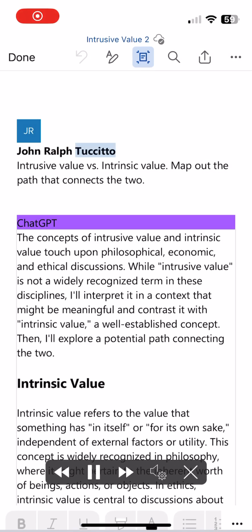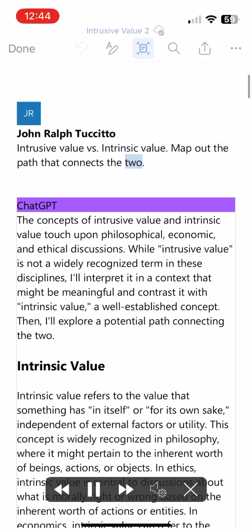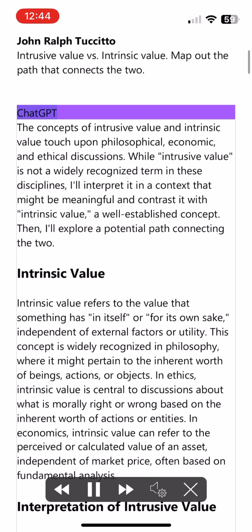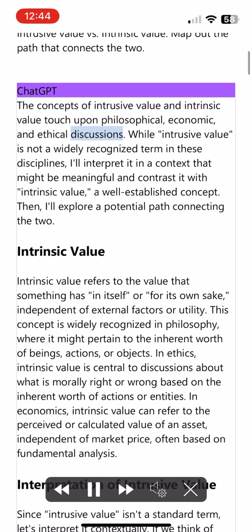John Ralph Tuccitto: Intrusive value versus intrinsic value. Map out the path that connects the two. ChatGPT: The concepts of intrusive value and intrinsic value touch upon philosophical, economic, and ethical discussions.